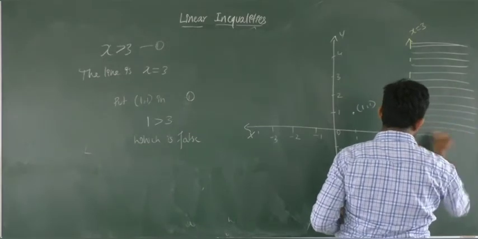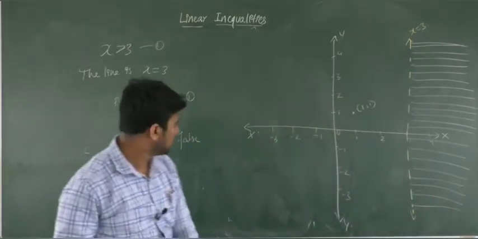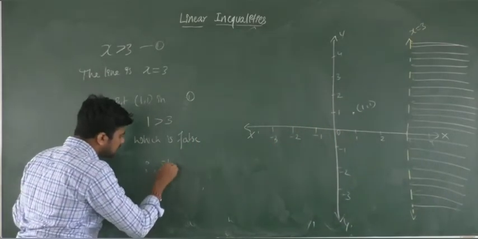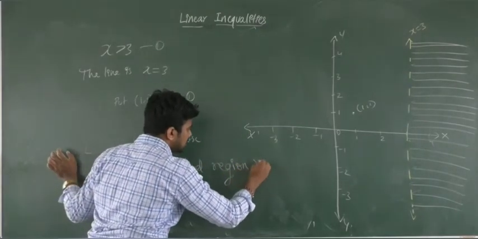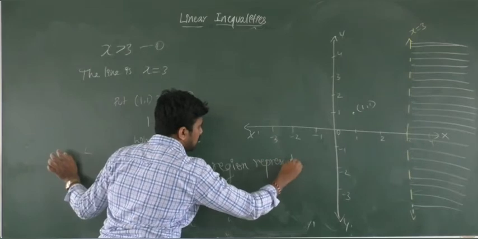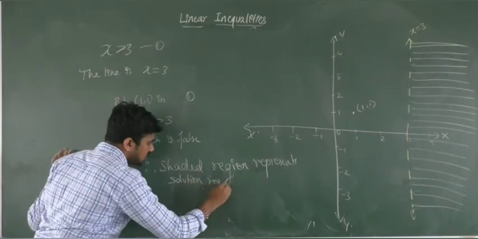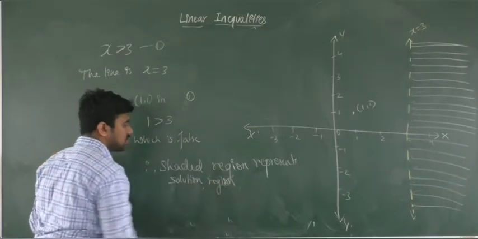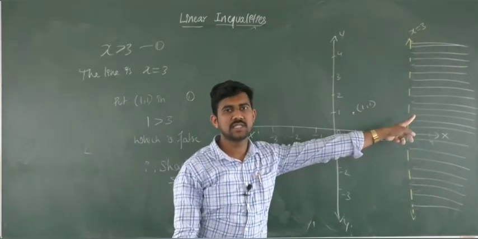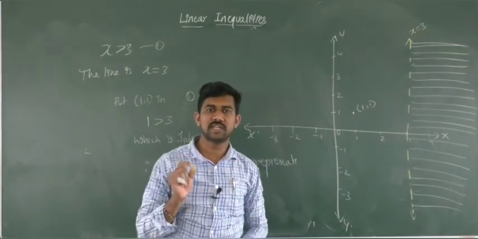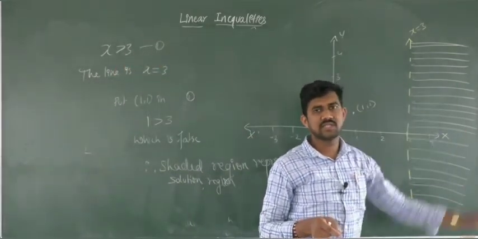So on this side we get the solution region. Write the conclusion here: the shaded region represents the solution region, and the other side is the non-solution region. We required the graphical solution region of x is greater than 3, so clearly this is the solution region.